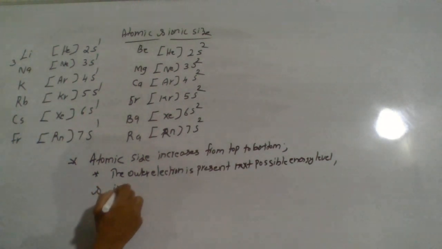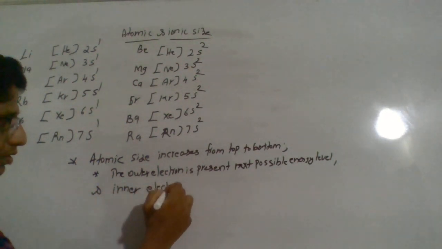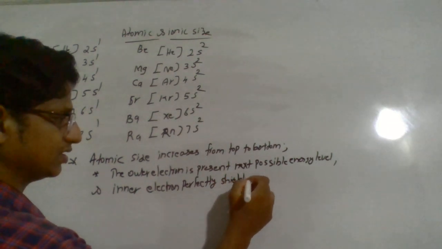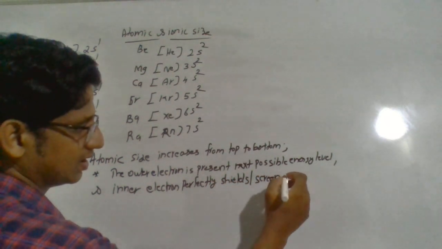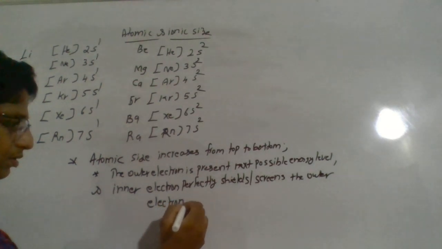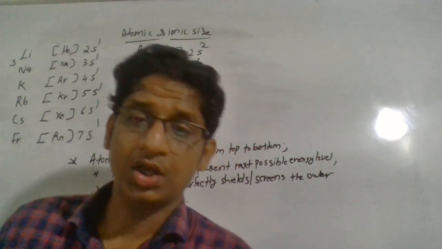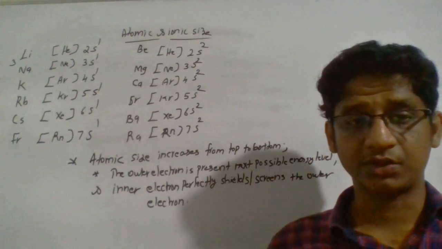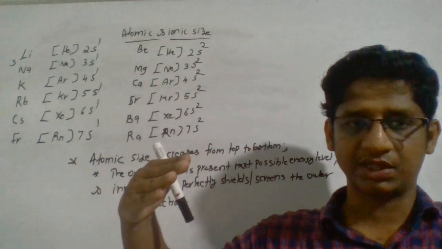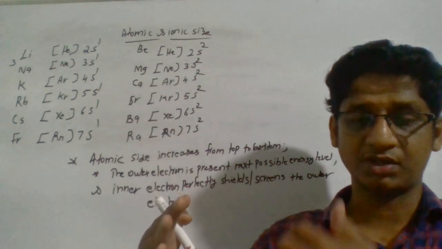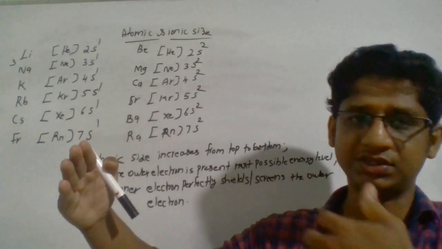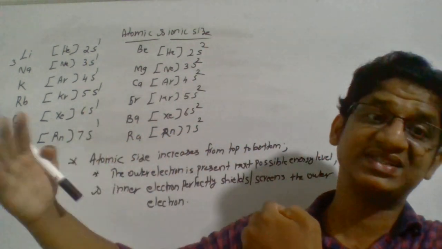and inner electrons perfectly shield, or we will say the screening effect, screens the outer electron. If the inner electrons are good enough to shield, the outer electron experiences less nuclear attraction, so the atomic size increases. Remember, if the shielding effect of inner orbitals is poor, then the outer electron does experience nuclear attraction, which means it will be attracted inwards, which means size will generally decrease.